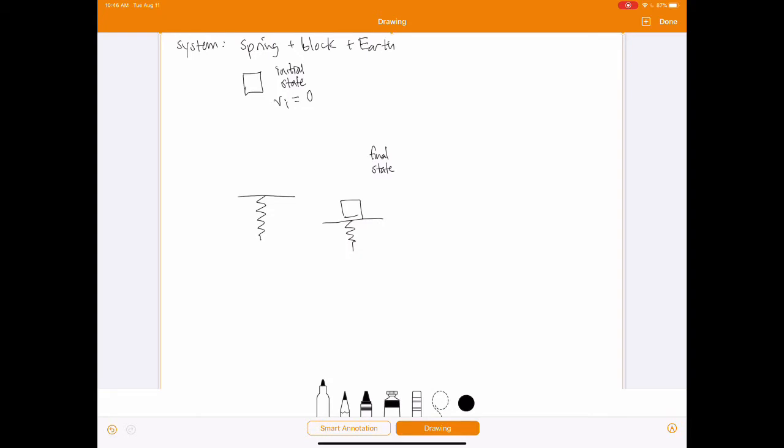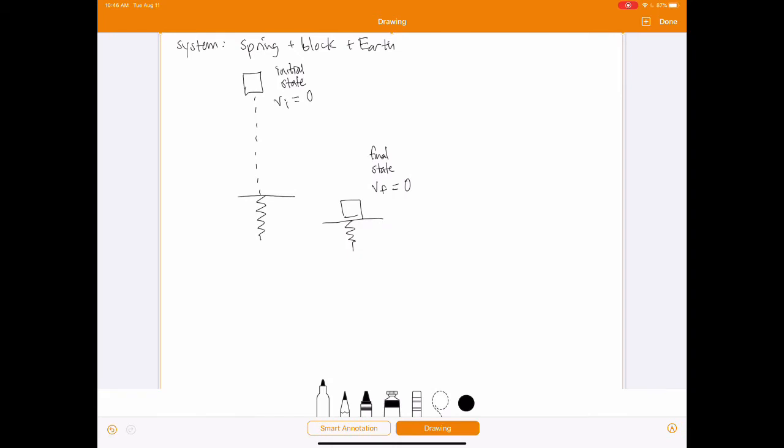Then what happens is this thing falls downwards onto the spring, and then it hits the spring and compresses the spring a little bit. So in the final state, the spring has brought this block to a stop, so it has 0 final speed as well, and that's what we're dealing with.